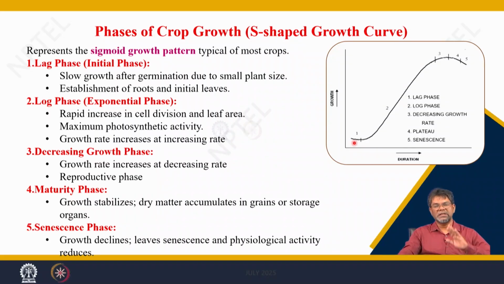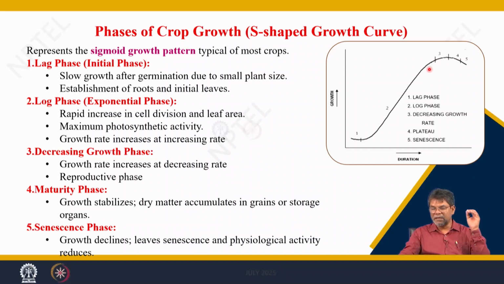After root development, the seedling has emerged or the transplanting is done, within 10 to 15 days after transplanting or 10 days after seedling establishment, there is proper growth, and a peak growth starts. This is the log phase. Log phase means the growth rate increases at an increasing rate. Suppose today the growth is 10 grams per meter square, tomorrow you can see the growth rate is 12 grams per meter square, the day after maybe 20 grams per meter square, 25 grams, 30 grams. So the growth rate increases at an increasing rate. This is the log phase, peak vegetative growth, that happens during this period.